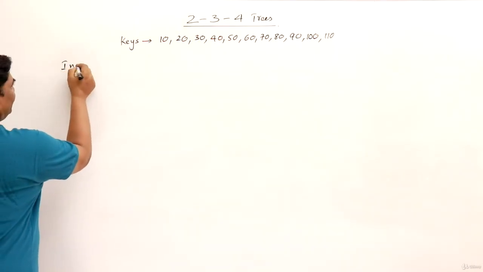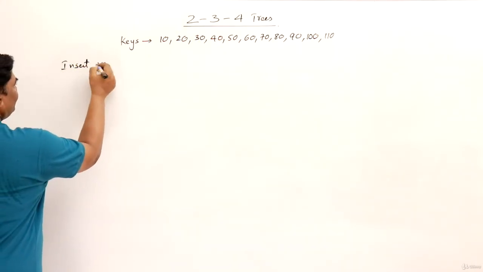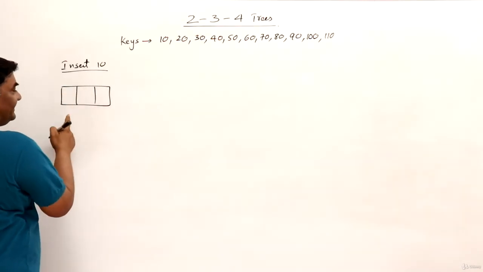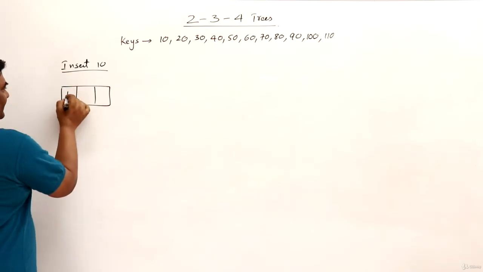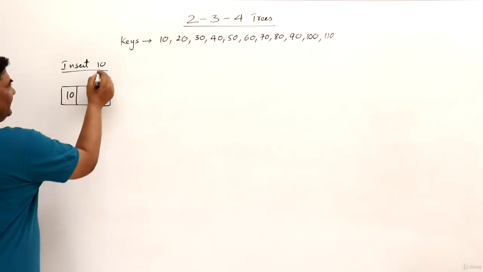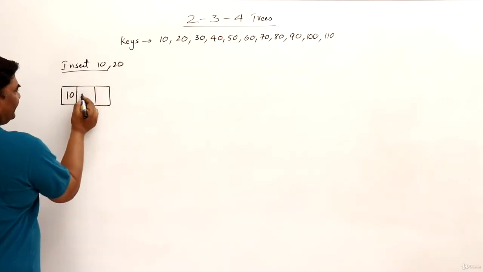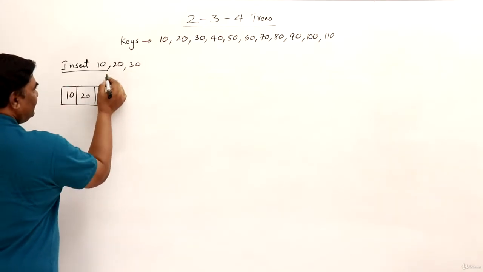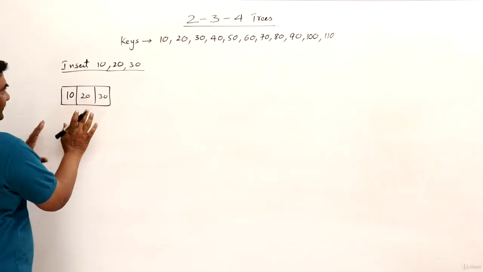First step, I will insert 10. For that, create a node with degree 4, so 3 keys are possible. First key 10 is inserted. Next, insert 20. Yes, 20 can be inserted here. 30 is inserted here. So this is full now.